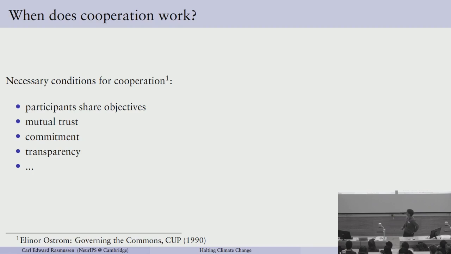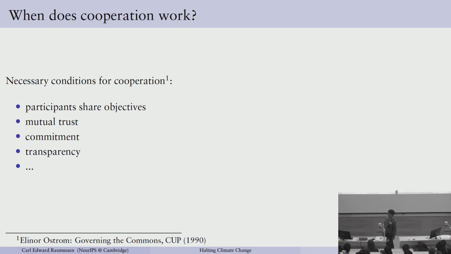Okay, so when does cooperation work? There's actually a really good book about this, written by Elinor Ostrom, who got the Nobel Prize in economics for this work, Governing the Commons. She went out and looked at communities where they actually share common resources and figured out how they go about arranging themselves. It's a great book that I really recommend, and I've not tried to list all her conclusions here, but the main ones. So what are the necessary conditions for cooperating?